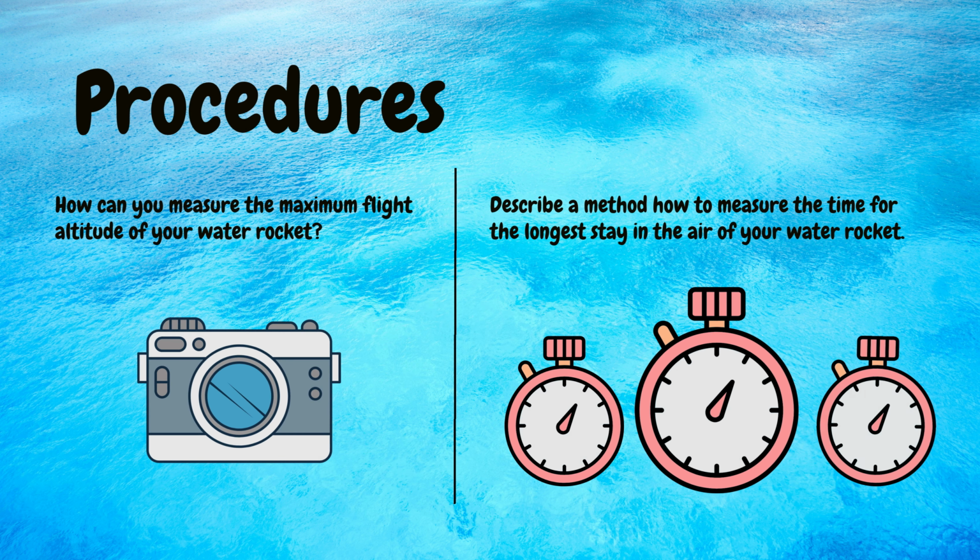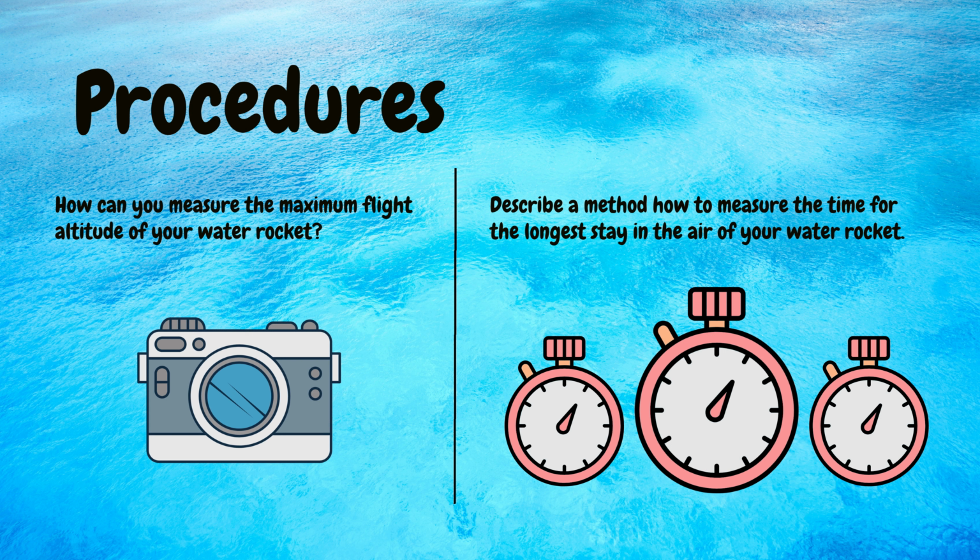It's time to answer the follow-up questions in this video. We can simply measure the maximum flight altitude using the camera method or the equation as mentioned in the early part of the video. As for how to measure the time for the longest stay in the air of our water rockets, we can use 3 stopwatches for separate timing of their launch.